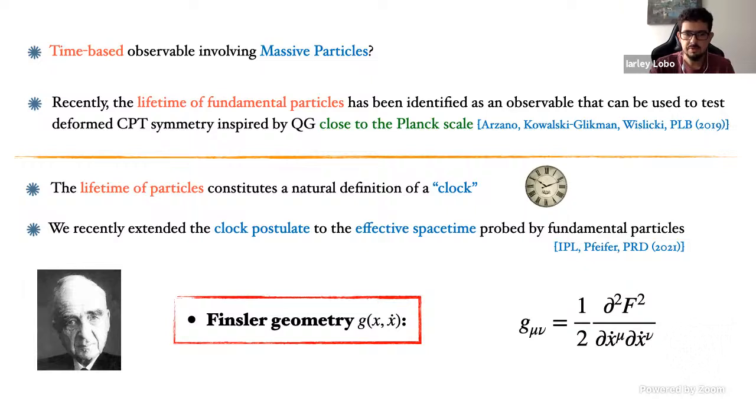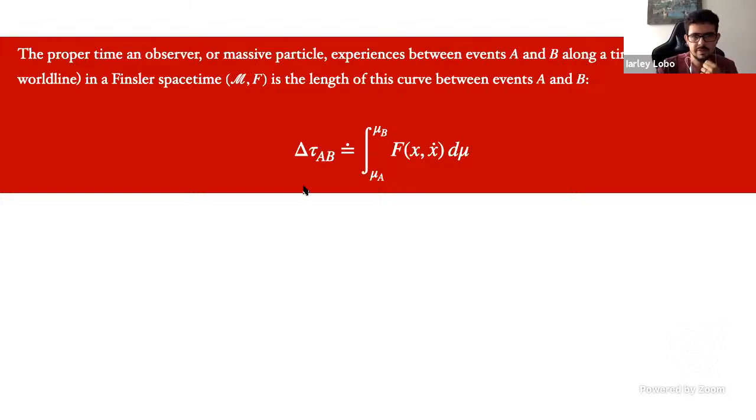So basically, we used as a model the so-called Finsler geometry, in which the Finsler metric, which is a metric of the tangent bundle, is defined from the derivatives of a function called the Finsler function, that is responsible for capturing these departures from standard relativistic kinematics. And this is Paul Finsler. So this is the extension of the clock postulate.